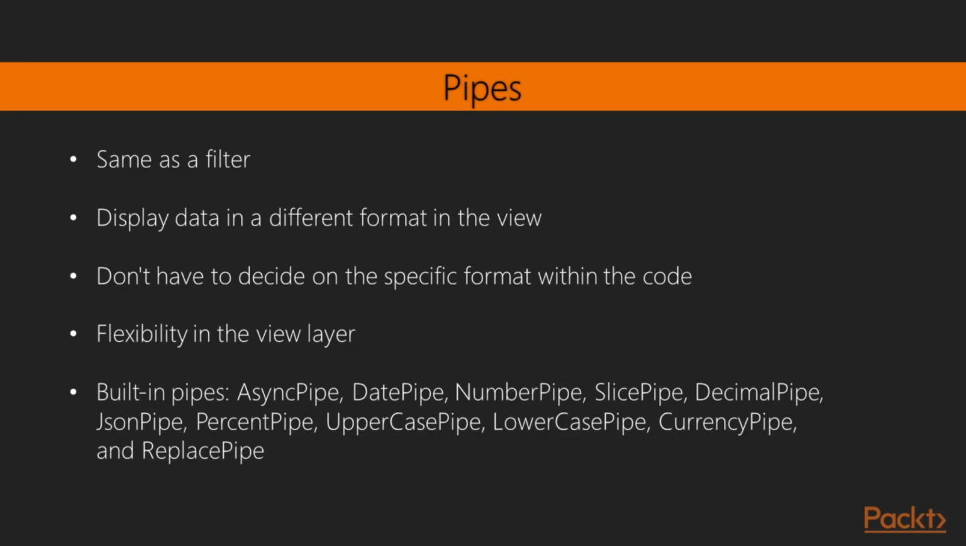Here is a list of some useful built-in pipes. Async pipe, date pipe, number pipe, slice pipe, decimal pipe, JSON pipe, percent pipe, uppercase pipe, lowercase pipe, currency pipe, replace pipe.